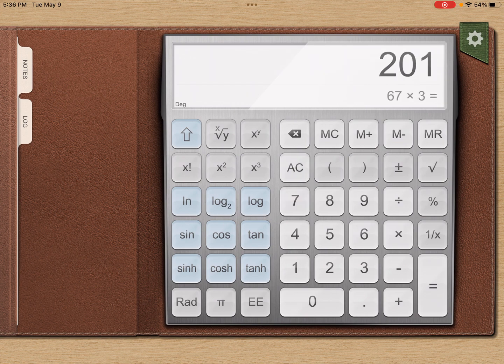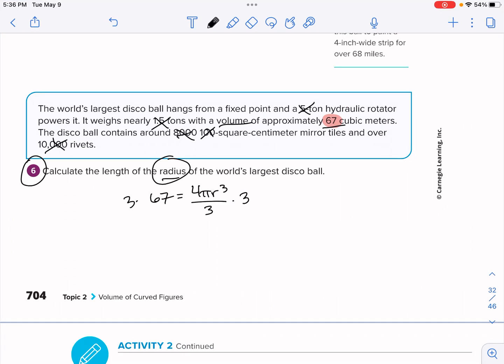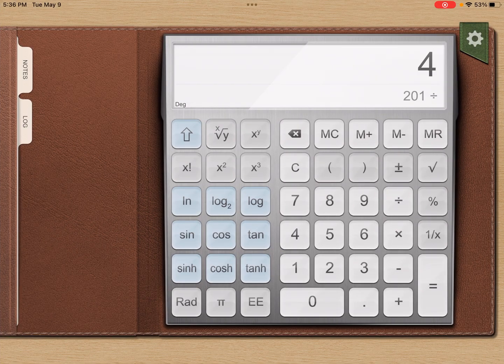Right, because I'm undoing dividing by 3. This is 201. This cancels out. 4 pi r cubed. Let's divide this by 4. It's going to be around 50. Divide by 4. Yep, 50.25.